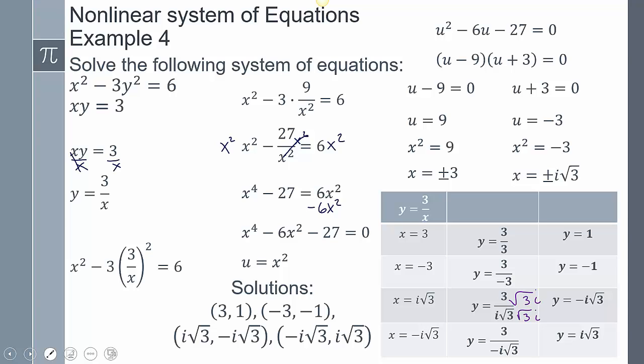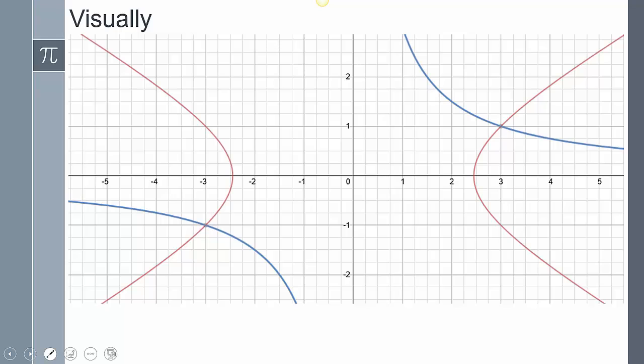And so my solutions: when x is 3, y is 1. When x is negative 3, y is negative 1. When x is i root 3, y is negative i root 3. When x is negative i root 3, y is i root 3. And so here, I only have 2 points of intersection. This is not a representation of where it's going to intersect on my graph. And so taking a look at the graph, as you can see, those are my points of intersection.